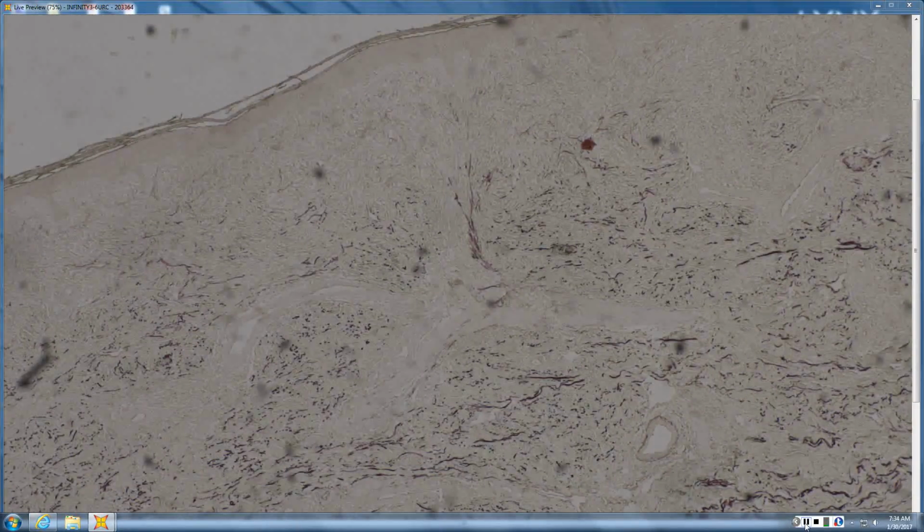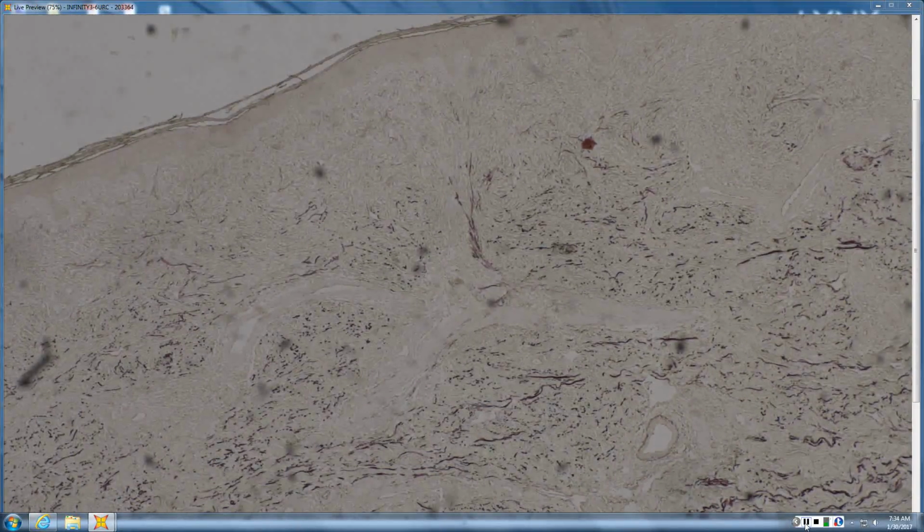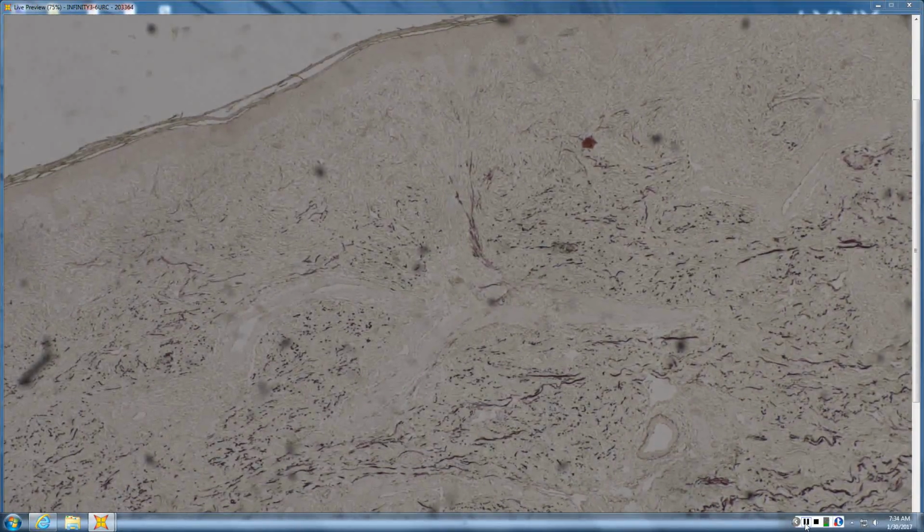So, elastic tissue stain rather than H&E, but I would say that if the history were right, that could be acrodermatitis chronica atrophicans. Okay, let's move on to something different then.